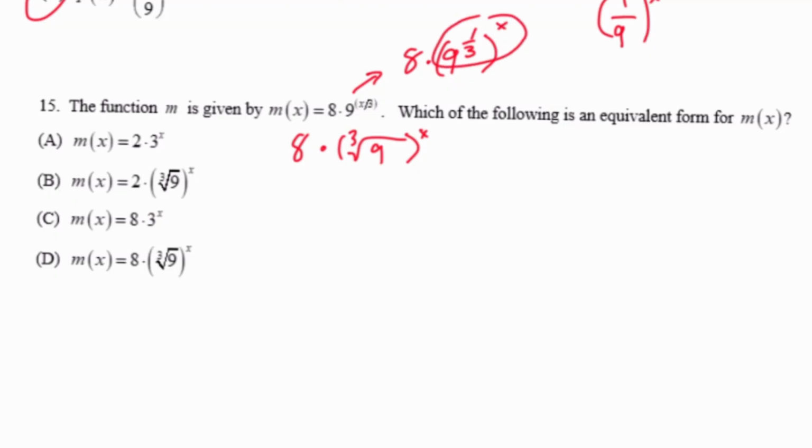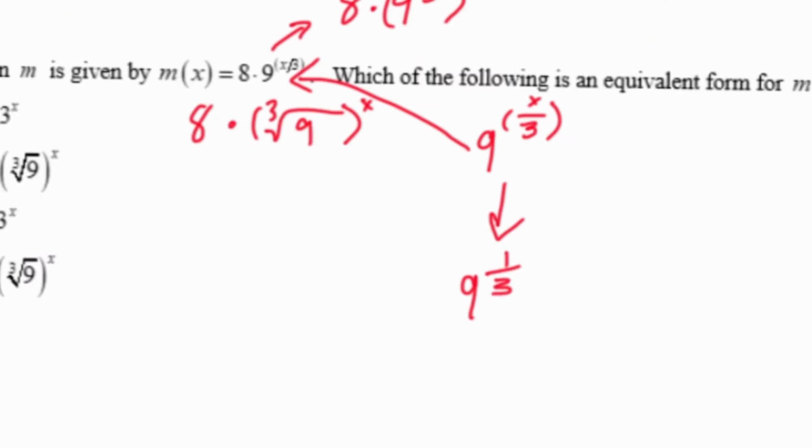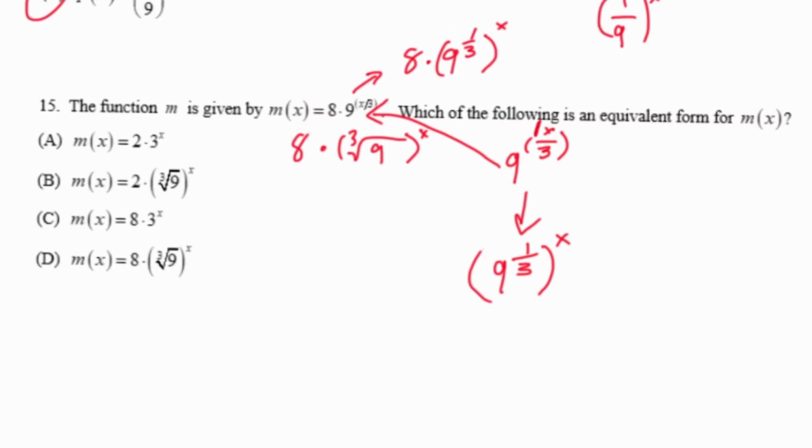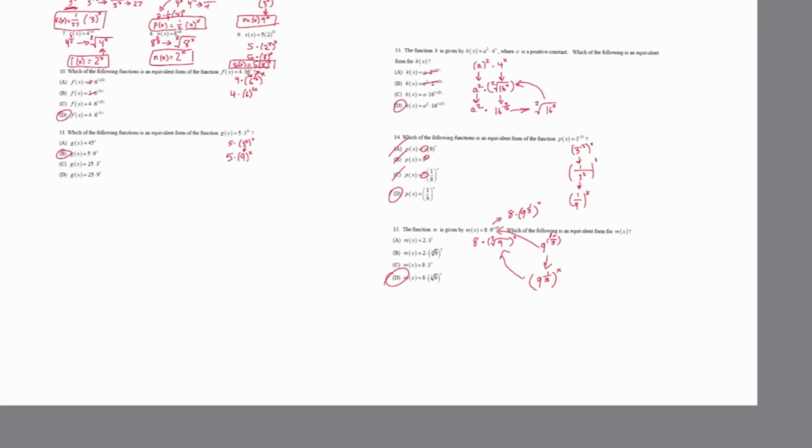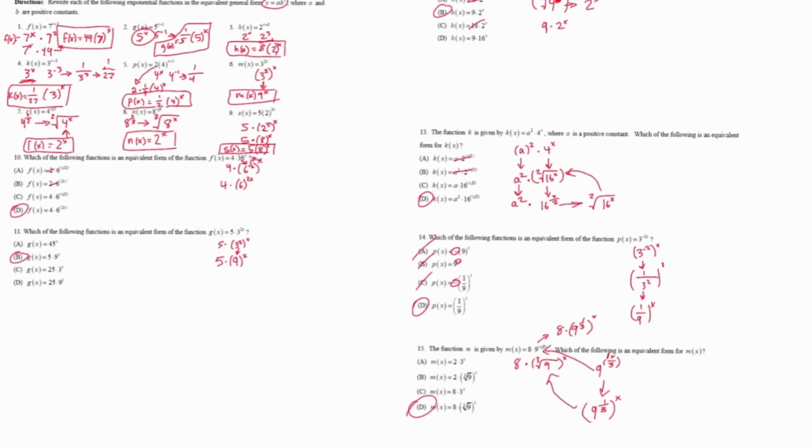So we see that here, if we look closer, because it's really small, it's x over 3. So basically 9 to the power of 1/3 to the power of x, because we don't know x, so we take it away, because basically there's a 1 there, right? But we can't delete the x, so it becomes that, which is d.